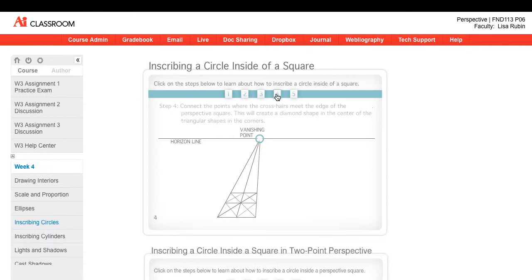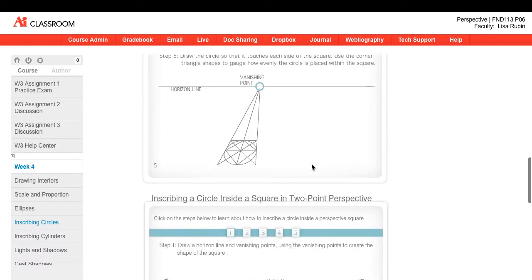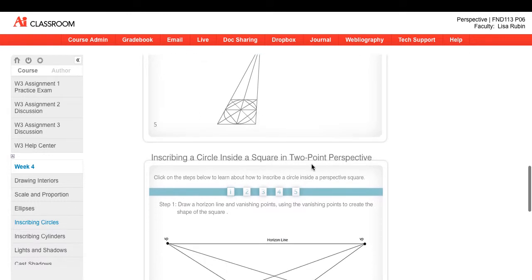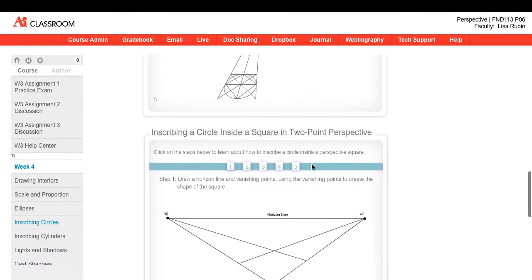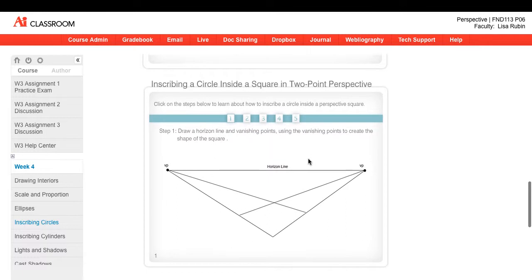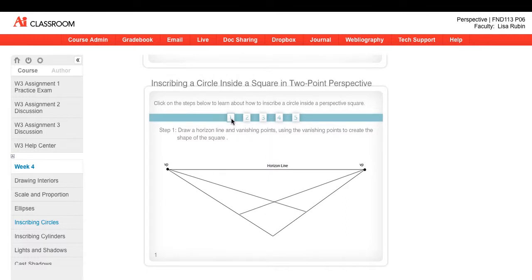This is how to do a circle within a square using a diamond. You may need to do that at the beginning. It may get easier for you as you get more practice to draw those ellipses without having to do that, but I definitely urge you to use that technique initially. And here's doing one in 2-point perspective. Okay?